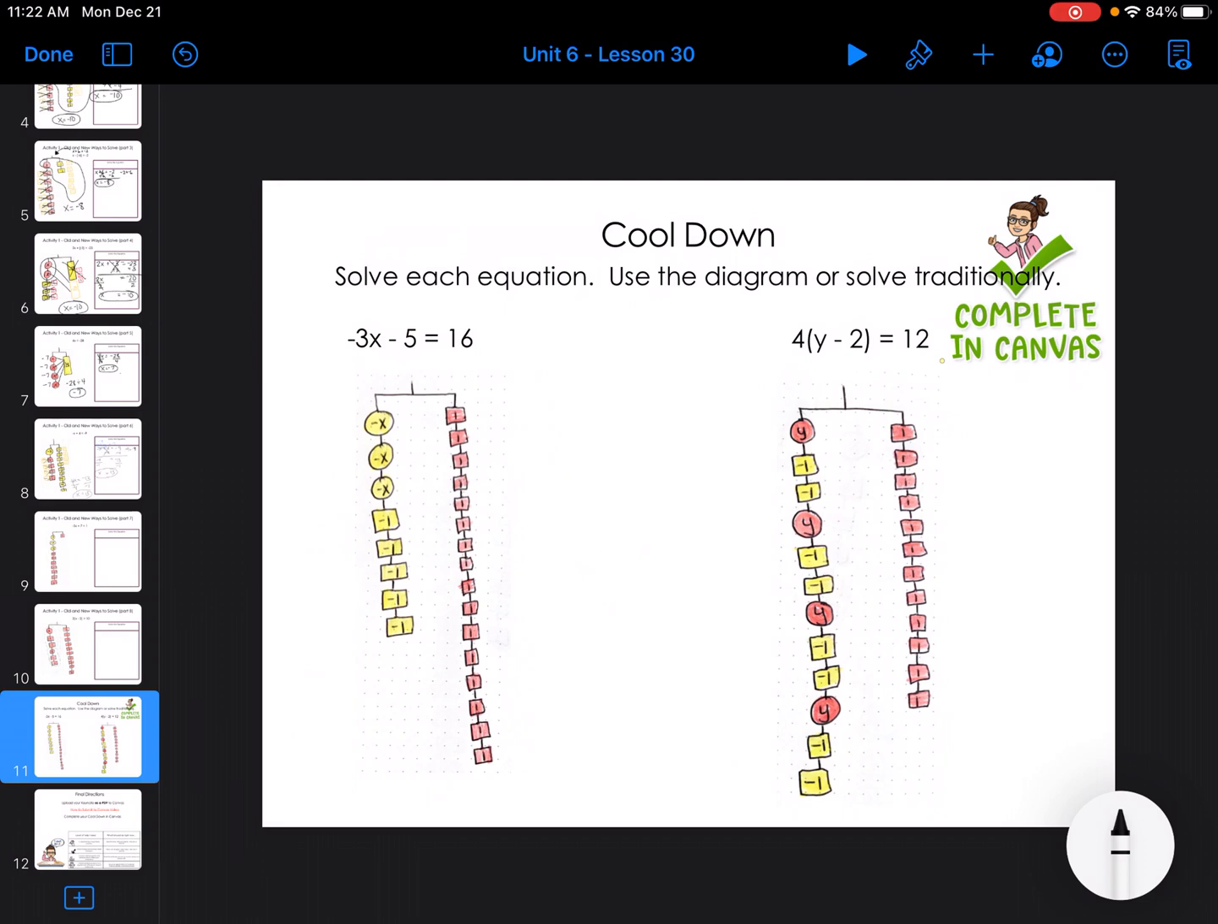So for here, I need you to solve each one. I need you to solve the diagram, or you can solve traditionally, your choice.